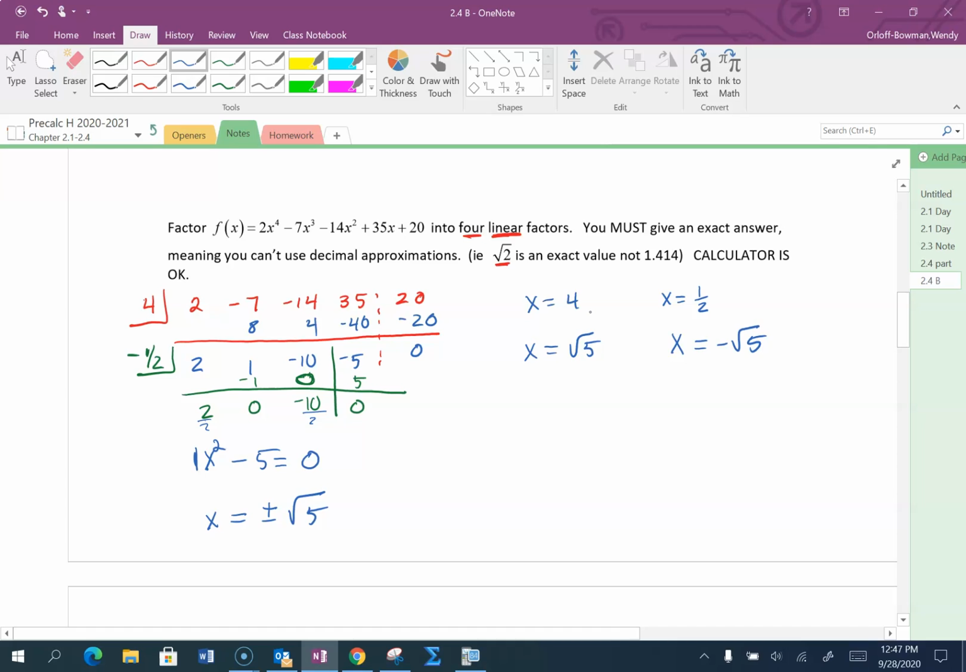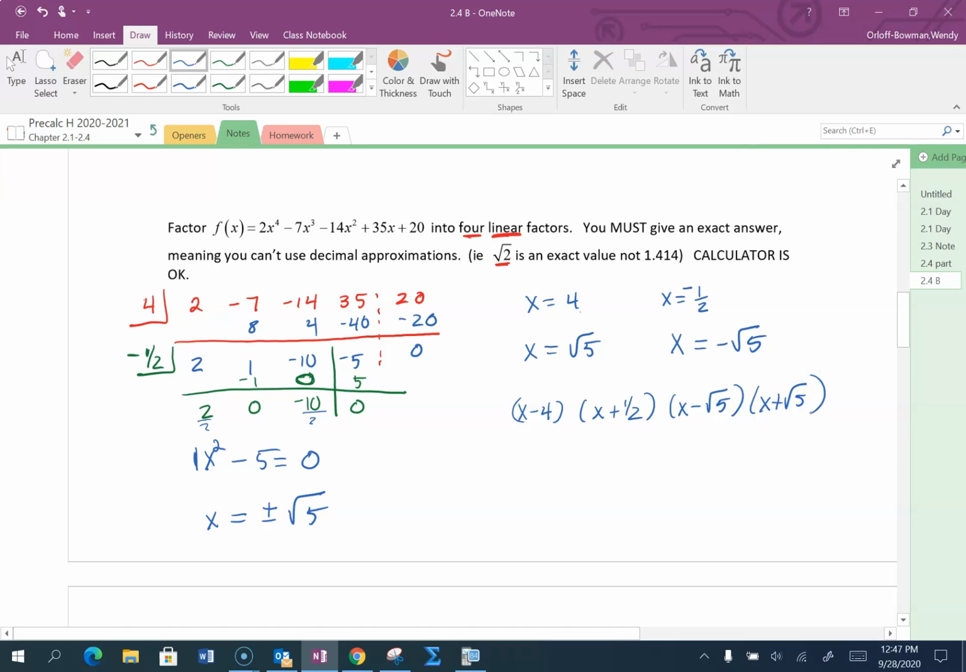But I can use those zeros to create linear factors by setting each of them equal to 0. So I have x minus 4. I just subtracted 4 from both sides. I have this x, oh, this should be a -1/2, I apologize, x plus 1/2. X minus root 5, x plus root 5.